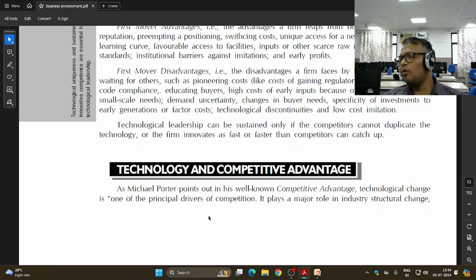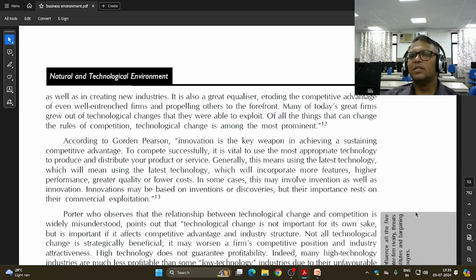Now, technology and competitive advantage. Remember, technology and competitive advantage is defined by Dr. Michael Porter. Technological change is one of the principal drivers of competition. It plays a major role in industry structure change as well as in creating new industries. It is also a great equalizer, eroding the competitive advantage of even well-entrenched firms and propelling others to the forefront.